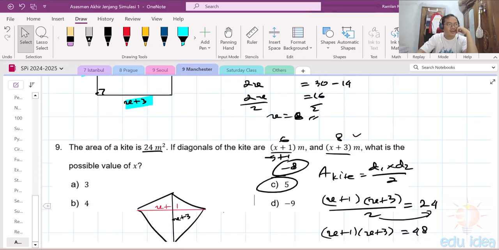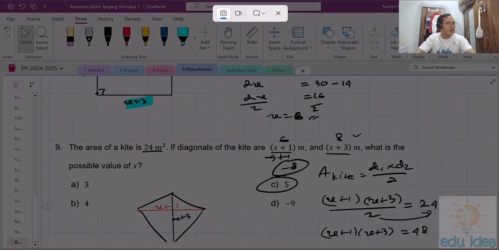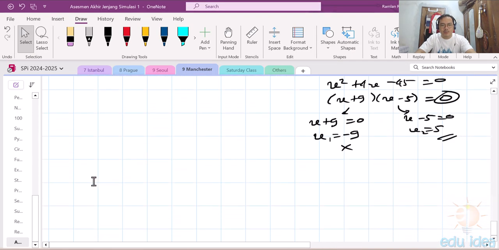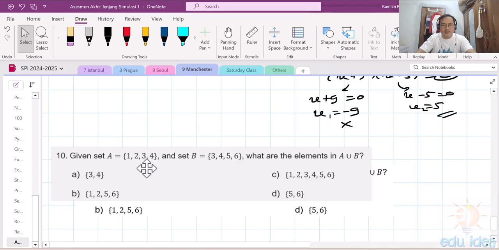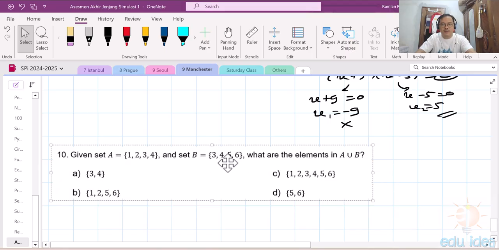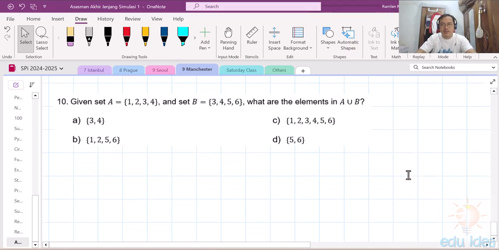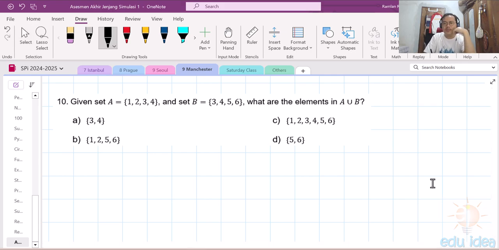Okay. Next, number 10. Number 10 is about sets. Pretty easy actually. Be very careful with union and intersection, okay, guys. So let me write down here. Given a set A equals to that, and B equals to that, what are the elements in A union B? This symbol here is read as union. Union means you combine. If you have something like this, that is what we call the intersection.